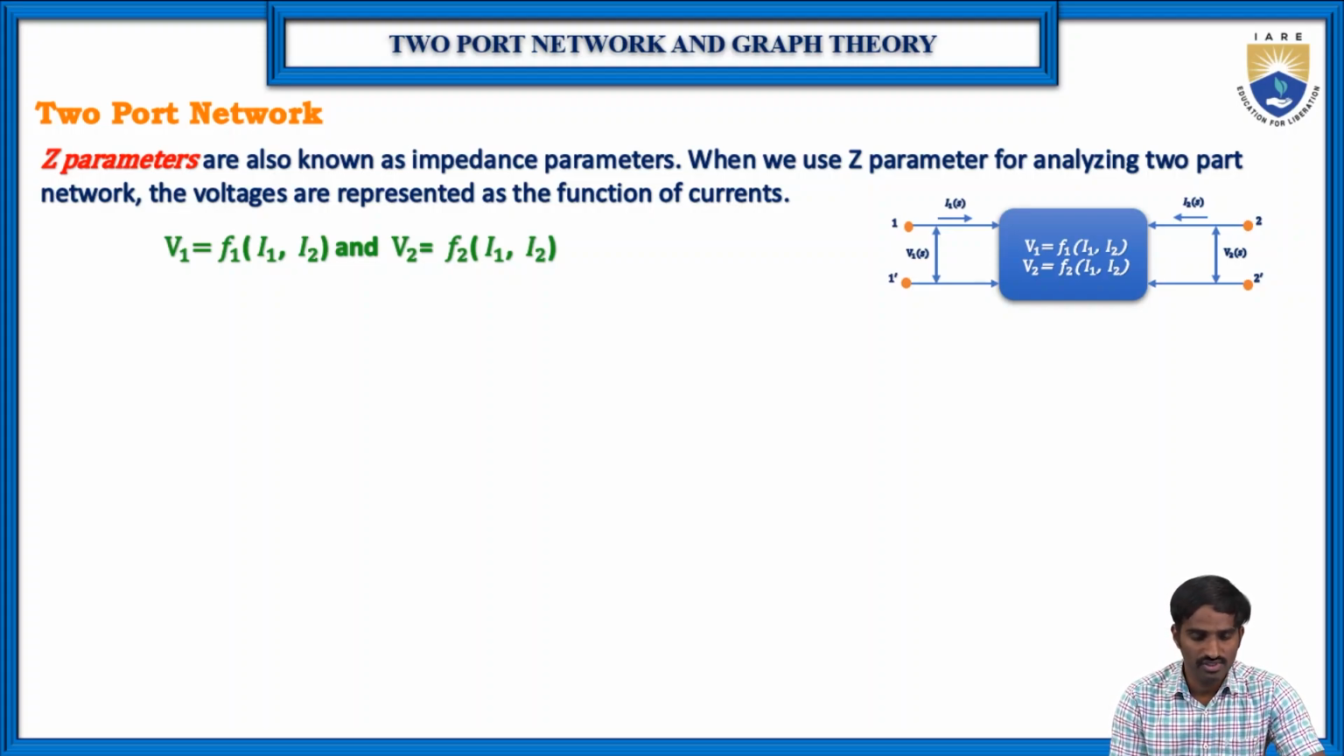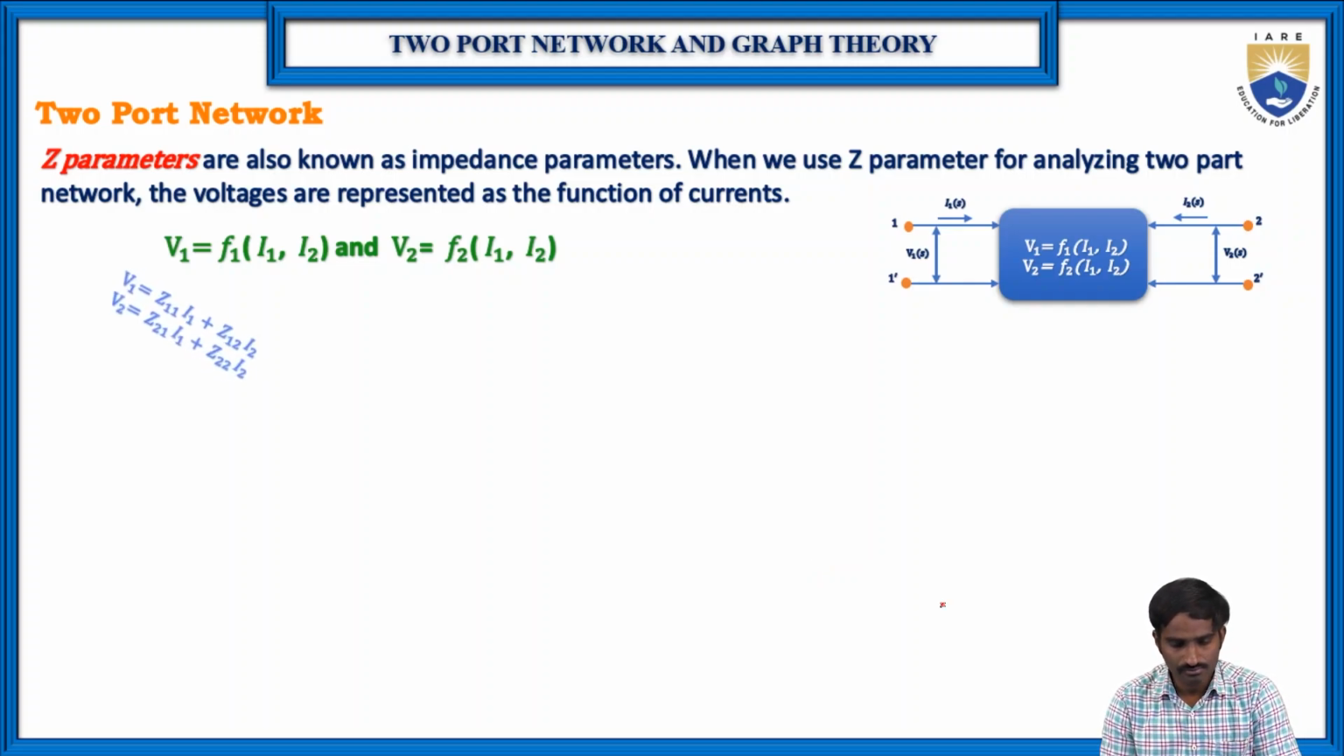As we know, the Z parameters are also known as the impedance parameters, because we usually call Z an impedance. So the Z parameters are used for analyzing the two-port network. Especially in the Z parameters, we represent the voltages, V1 and V2, in terms of the currents. So V1 is a function of the currents I1 and I2, and V2 is a function of the currents I1 and I2 again.